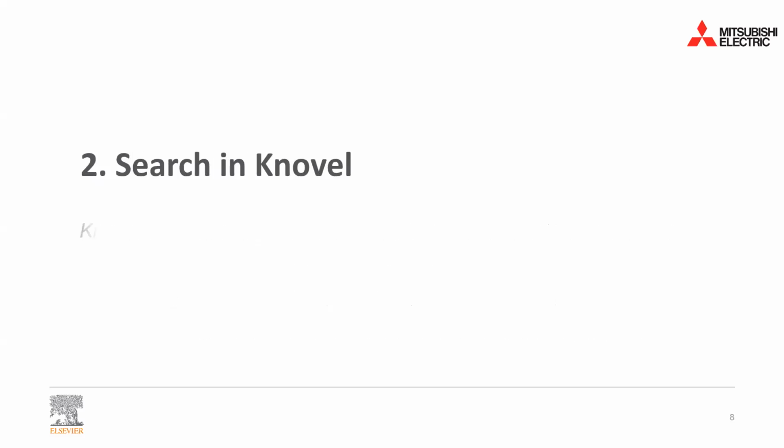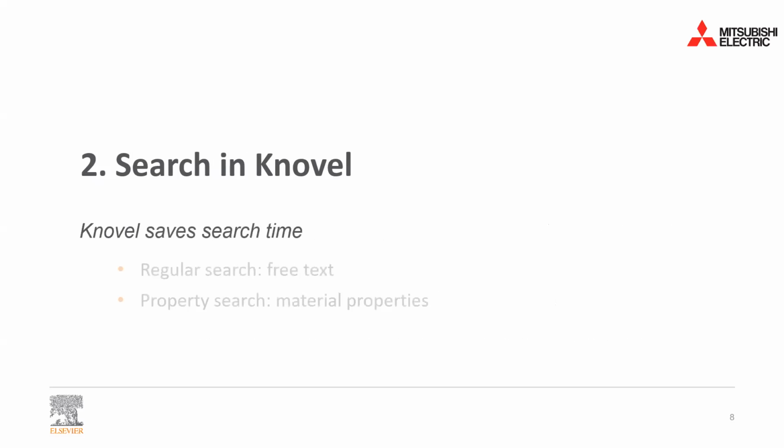How to search in Knovel? We have two kinds of searches to save you a lot of time. The first search is a regular search, which is the free text. And the second one is a property search according to the materials properties. And we'll start with the first one.